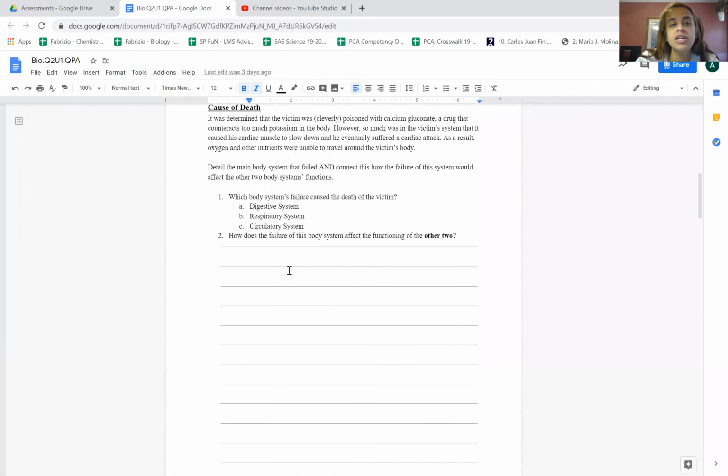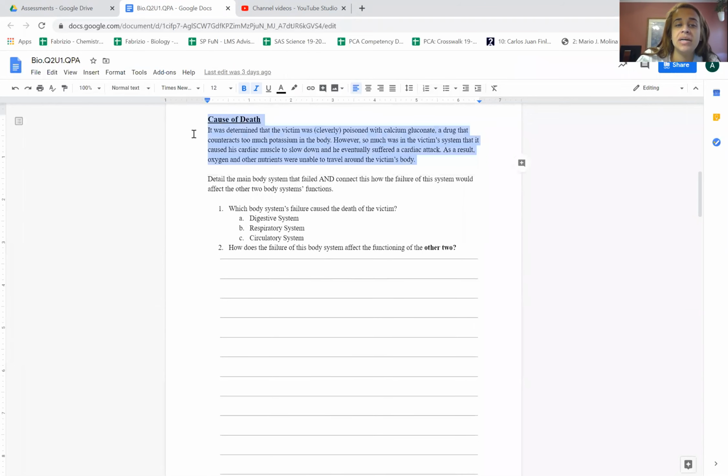Okay, first things first though, you need to tell me how he died. So it's determined that the victim was poisoned with this calcium gluconate, and it tells us it counteracts too much potassium in the body. So it leads the cardiac muscle to slow down, and he eventually suffered a cardiac attack. As a result, oxygen and other nutrients were unable to travel through the victim's body.